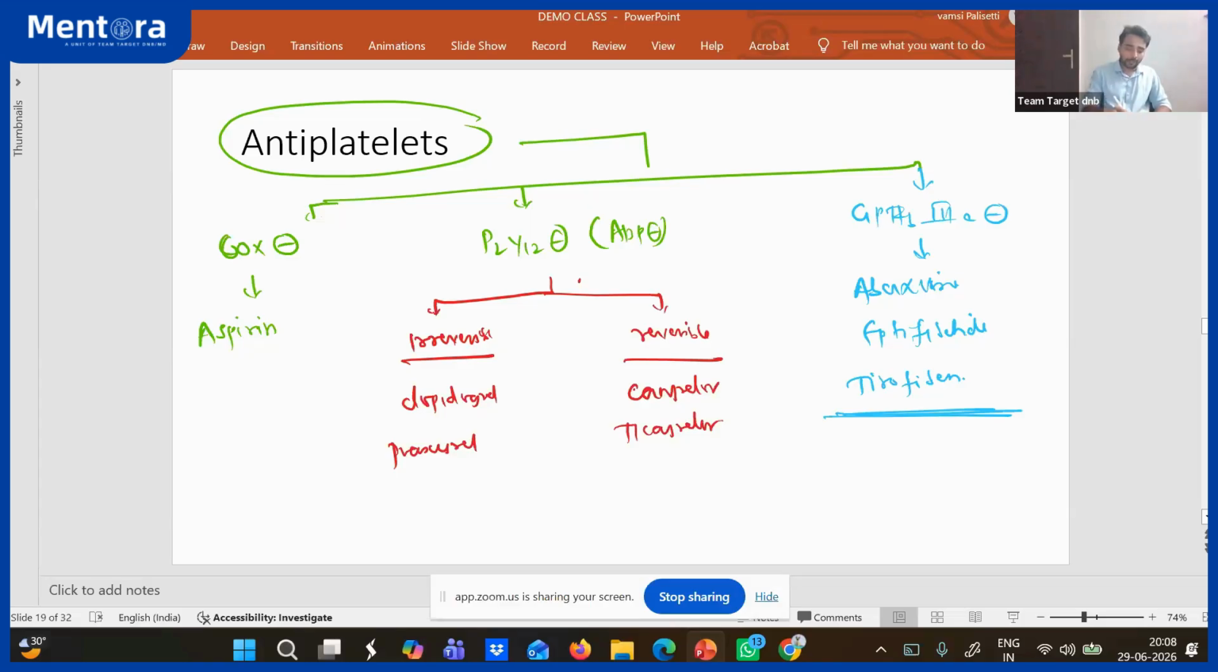But in the case of the P2Y12 inhibitors, clopidogrel and so on, these are all given as a loading dose, along with the COX inhibitor aspirin. One important point here is prasugrel, very, very important. It should not be given; it is contraindicated in individuals with stroke.